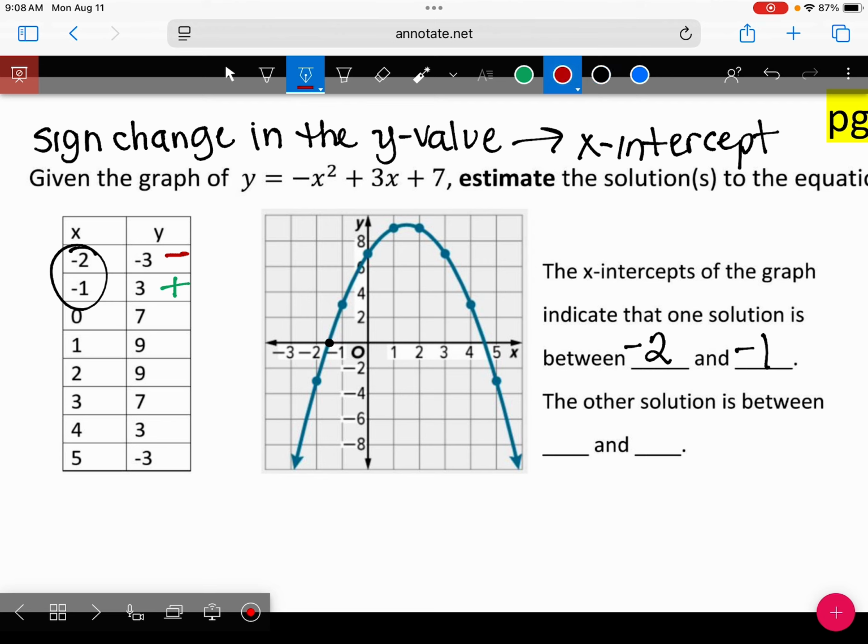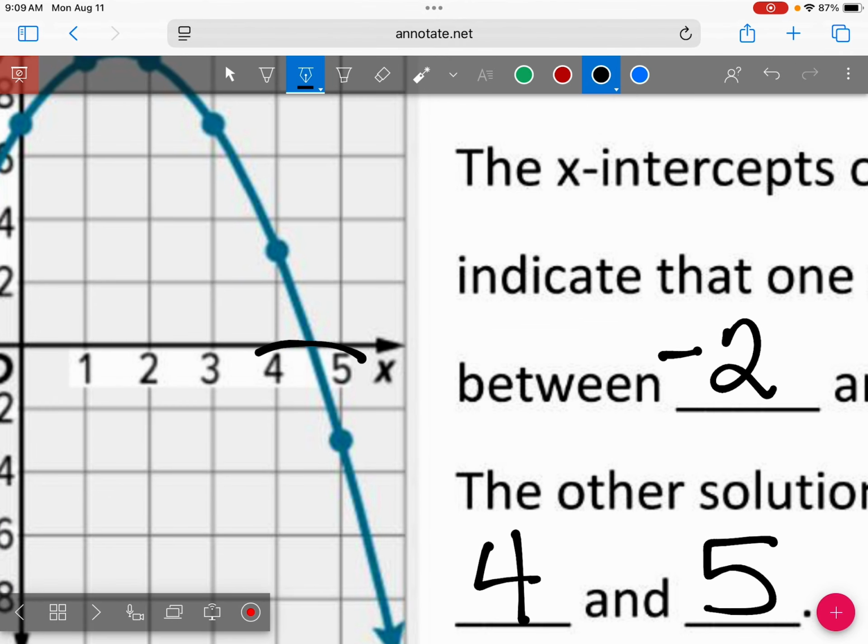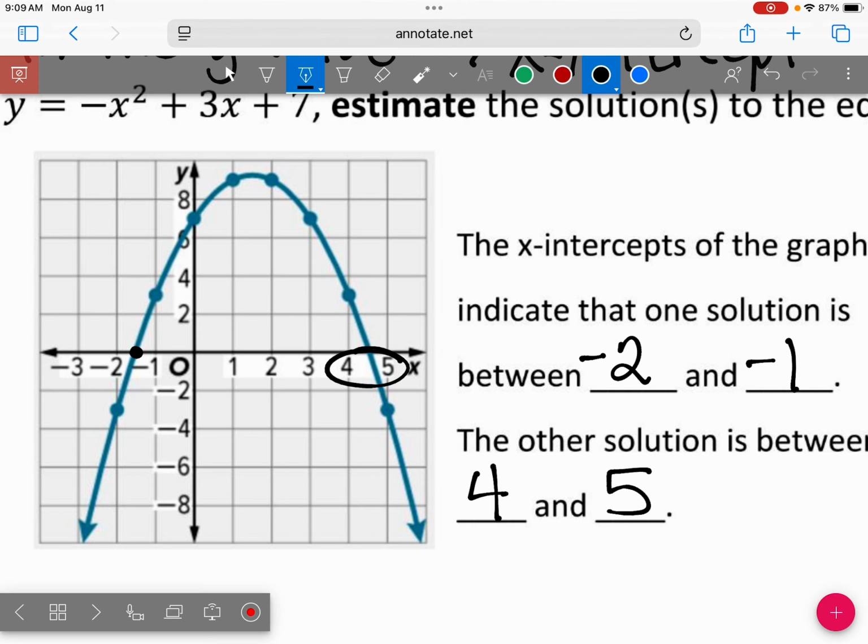All right, so then if I keep going down, my y value is positive, positive, positive, positive, positive, and then I change to a negative again. So that means that my second solution is between 4 and 5. And if we look at our graph, we can see how we do have an x-intercept between 4 and 5.